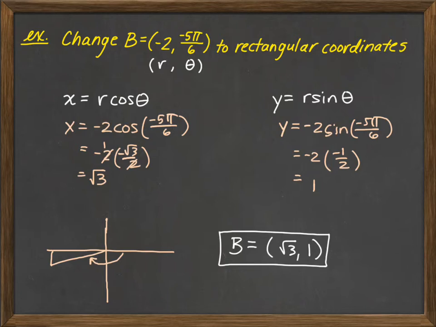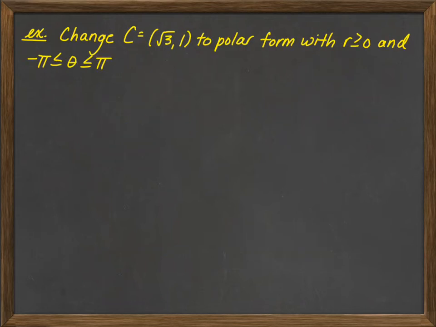All right, so next we want to start with something in rectangular form and change it to polar form with these given conditions. So what do we know? We know that if we have r, that's going to be equal to the square root of x squared plus y squared. So that's how we relate the points x, y to r. Now, how do we relate them to theta? We remember that the tangent of theta is going to be equal to y over x.